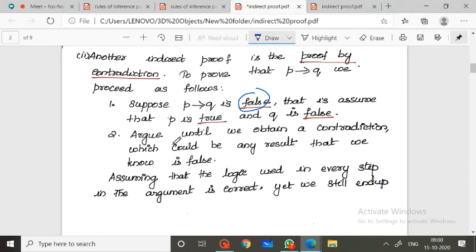The second step: argue until we obtain a contradiction. That means a result that we know is false. The condition is that you conclude the assumption is wrong. Suppose you want to prove a theorem, you will take the contradiction. Suppose not, means the statement is false. If the statement is false, we try to prove that the statement is correct.